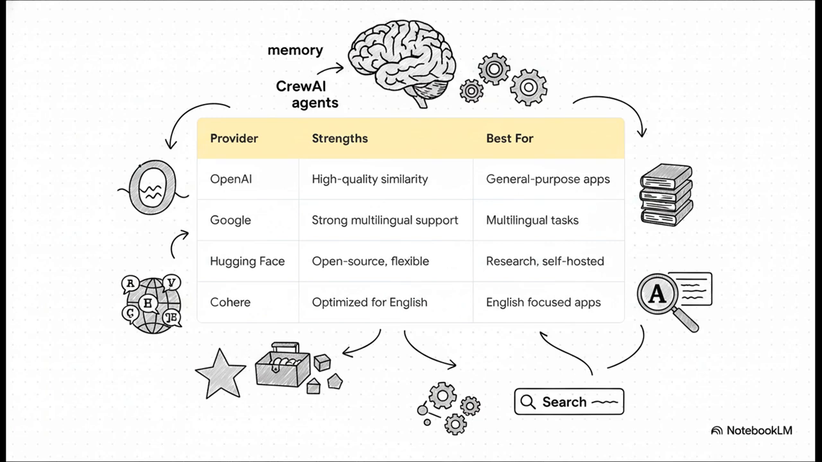Okay, look here. For most general-purpose apps where you need a good balance of quality and cost, OpenAI is your best bet. Now, what if you need to work with multiple languages? Your eyes should go straight to Google. Down a row, if flexibility, low cost, or self-hosting is your main thing, Hugging Face is the clear winner. And finally, if you're building a high-performance search tool just for English, Cohere is tailor-made for that. This chart right here is your cheat sheet.